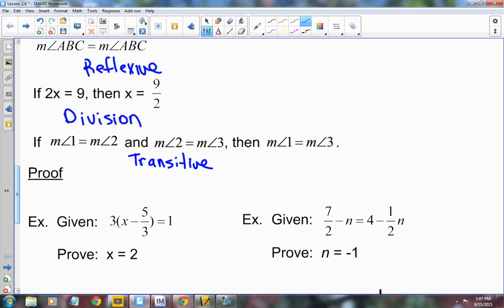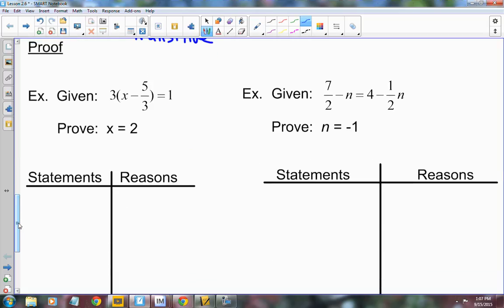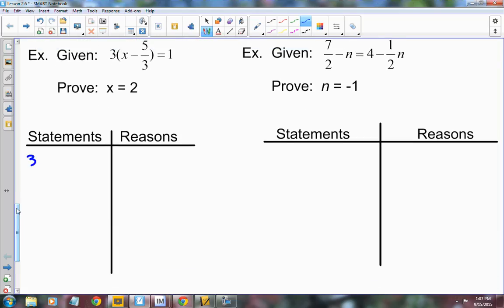Okay, so we're going to do our first couple of proofs here, okay? So the 2 column proofs and algebraic proofs are a little easier. When you do a proof, you have a given and you have a proof. You always start out with your given, that's your first step, and then your proof is always your last step, okay? And you make a little T-chart. One side says statements, the other side says reason. And again, you always put your given as the first step. 3 times the quantity, x minus 5/3 equals 1. And your reason would be that it's given.